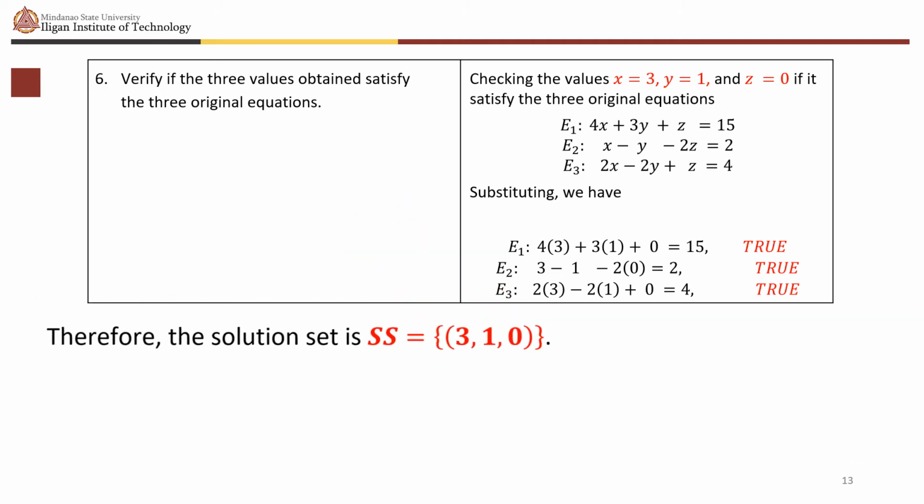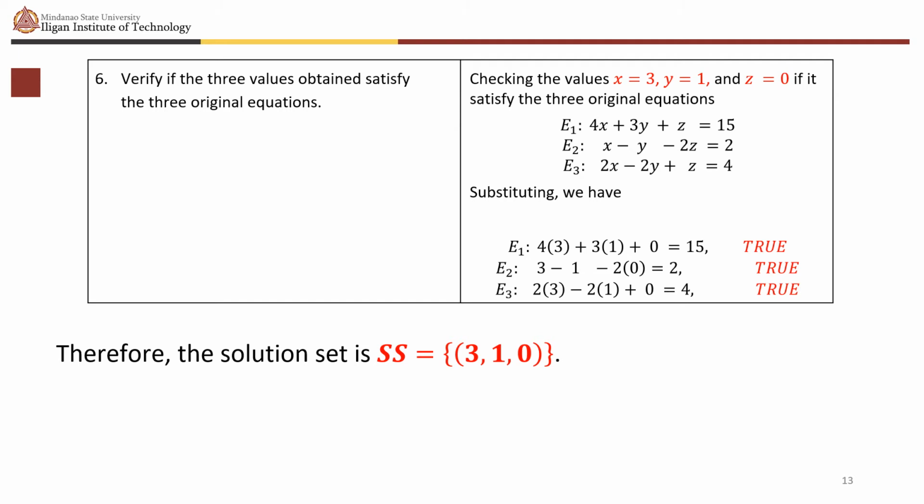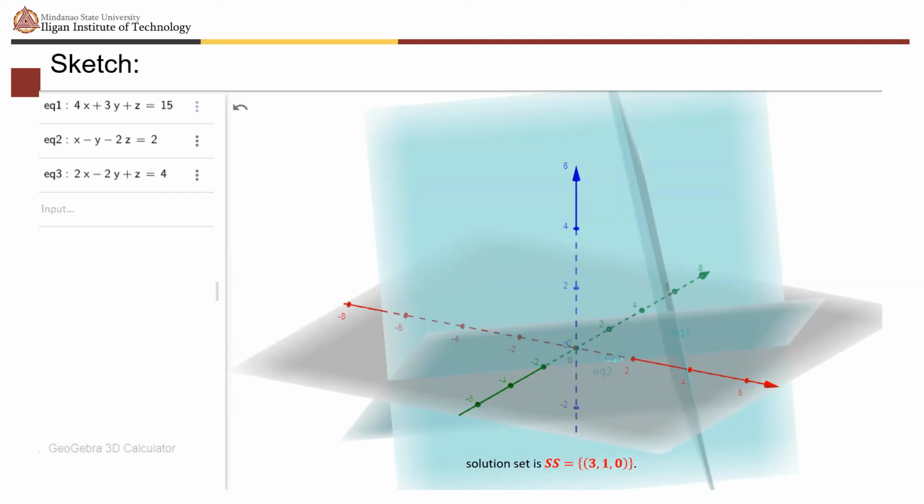So meaning to say, we have here the solution set is at 3, 1, 0. That is, x is equal to 3, y is equal to 1, and z is equal to 0. This is a point in a three-dimensional coordinate system. And to visualize this solution set, we have the following sketch.